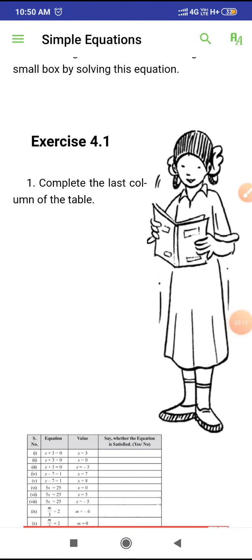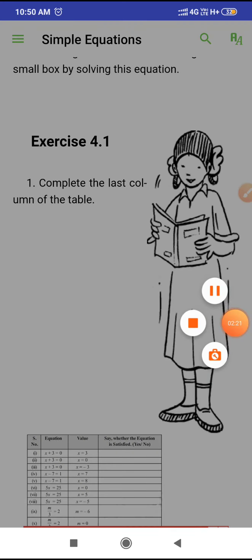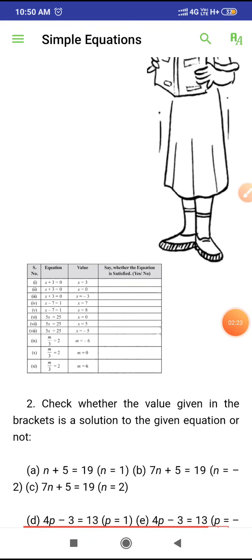Okay students, so now we are going to start our exercise 4.1 and first question of 4.1 is complete the last column of this table. So first I am going to explain what is in this table. As you can clearly see, in this table are 4 columns, first column of serial numbers, second column of equation, third column of value and fourth column of whether the equation is satisfied or not satisfied.